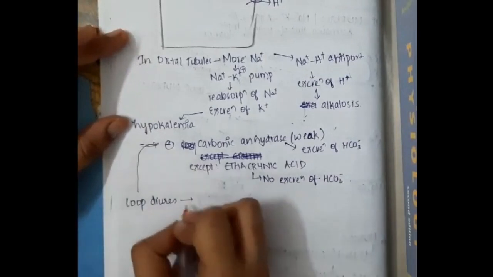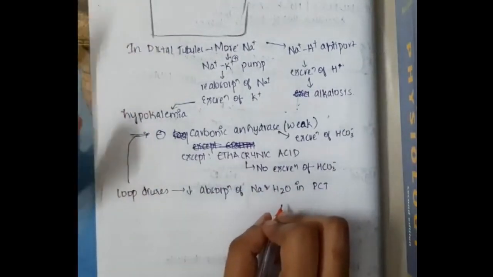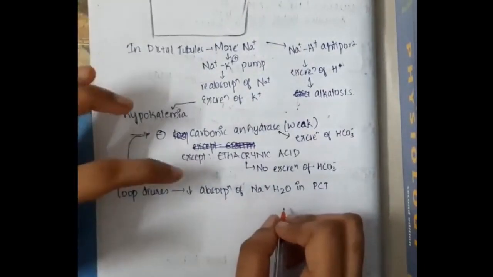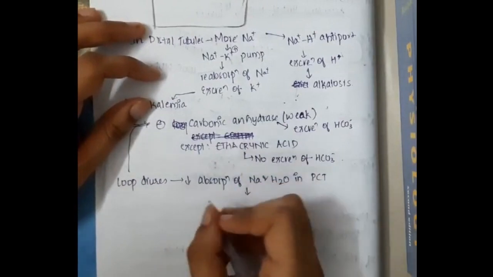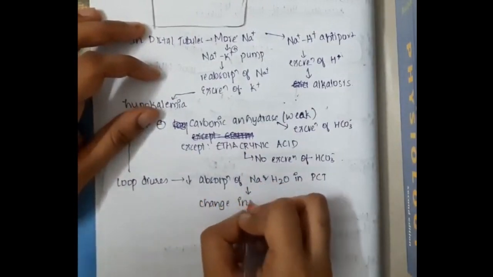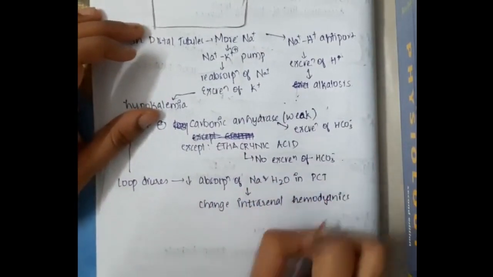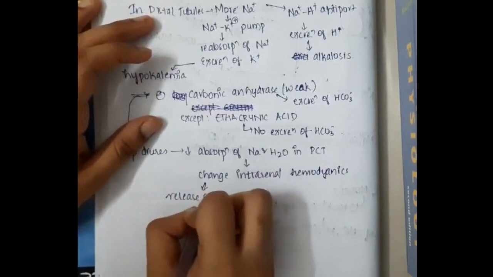Now these loop diuretics decrease the absorption of sodium and water in proximal convoluted tubule, and thus by decreasing the absorption of sodium and water in proximal convoluted tubule, they will change the intrarenal hemodynamics, and thus they will cause the release of prostaglandins.